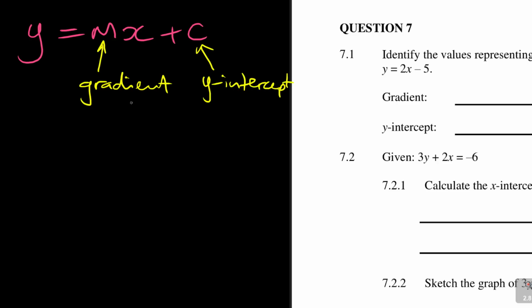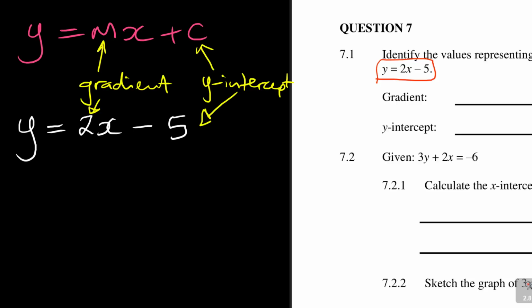Alright, so now they gave me an equation, and this is the equation. Look at this. So they gave us y is equal to 2x minus 5. So we just match. You just match. Look at it. So this is the gradient. And this is the y-intercept. So you just write those answers.